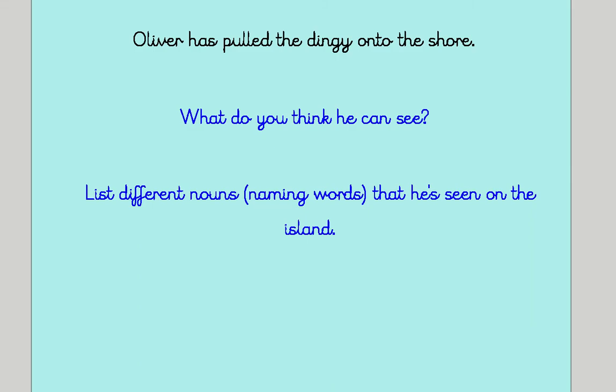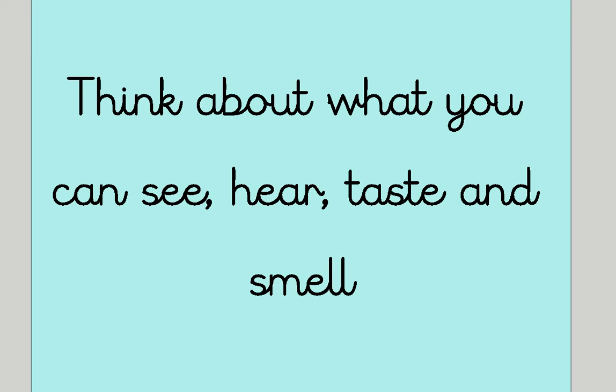So Oliver has pulled the dinghy onto the shore. And what I want you to think about now is, what do you think he can see? What we're going to do is list different nouns, which are our naming words, that he's seen on the island. What you might want to do is think about what he can see, hear, taste, and smell. So I'm going to give you a minute or so to just have a think of what Oliver has come across.